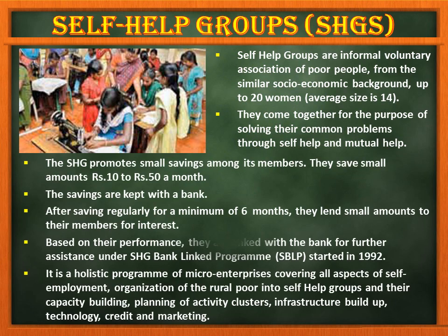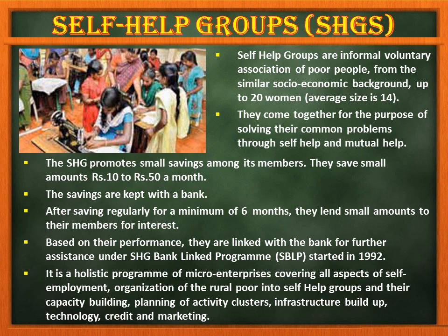Next is the self-help groups. சுய உதவி குழு, சுய நிதி குழு, சுய உதவி குழு, self-help groups. So self-help groups are informal voluntary associations of poor people from a similar socio-economic background, up to 20 women. Average size is 14. So these are mostly formed by women. That group should consist of up to 20 women. At least the average should be 14.